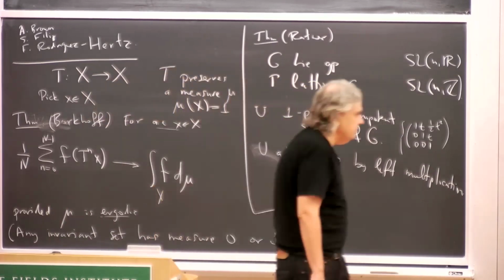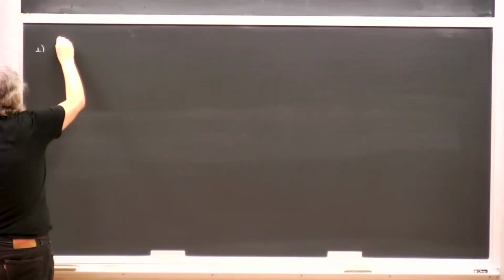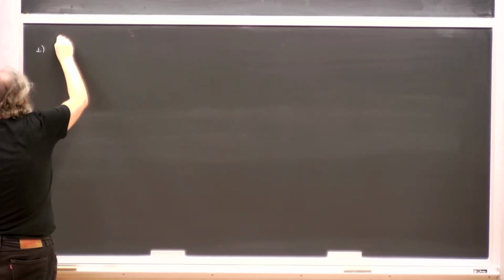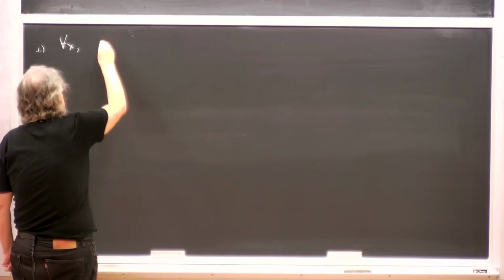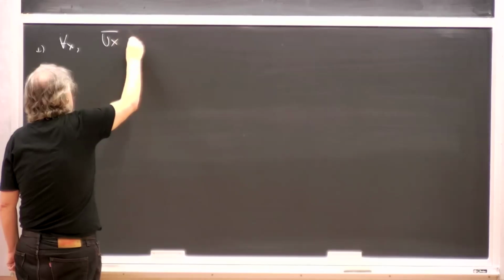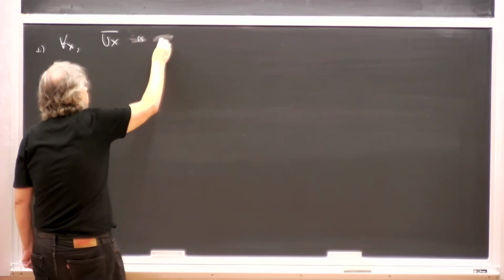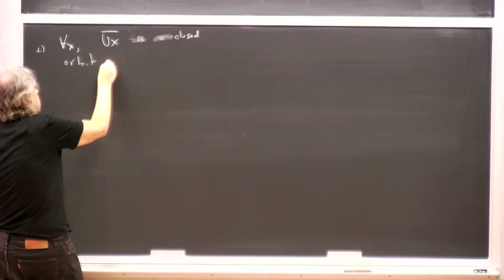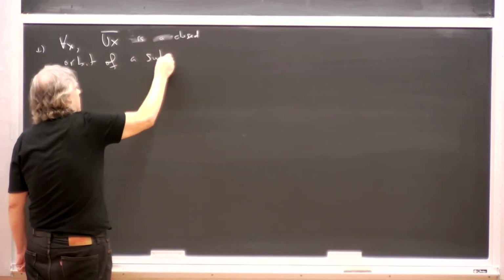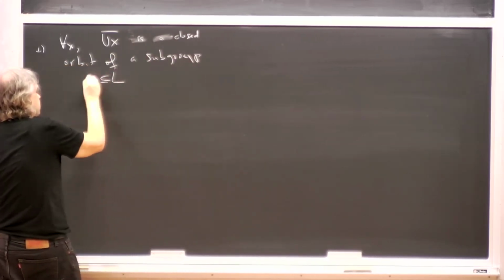But the point is you can understand the orbit of every single point. So maybe I'll write down the three statements. One is, for all x, if I look at the closure of any orbit, it is a closed orbit of a subgroup L, which is sitting between U and G.